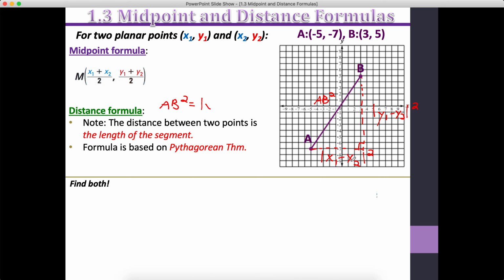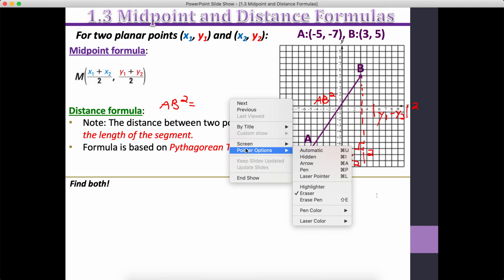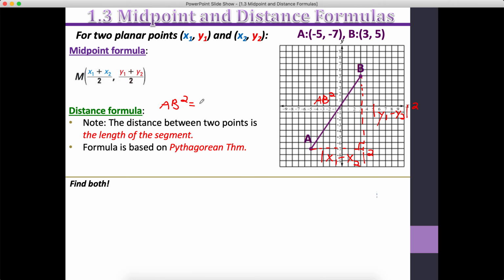Seeing as I'm squaring this quantity, I really don't need the absolute value bars, do I? Because if I square a positive thing, it still comes out positive. So let's actually back up a second. I don't need the bars anymore. I could just turn it into normal parentheses for grouping: (x1 minus x2) squared plus (y1 minus y2) squared.